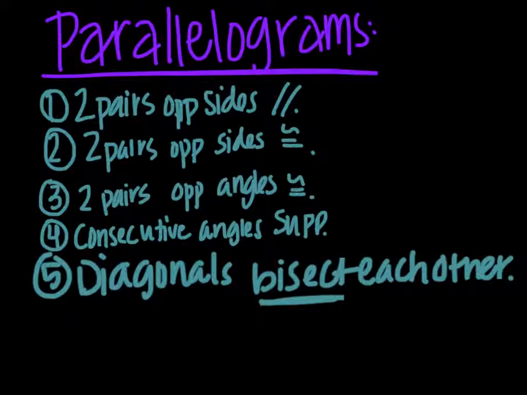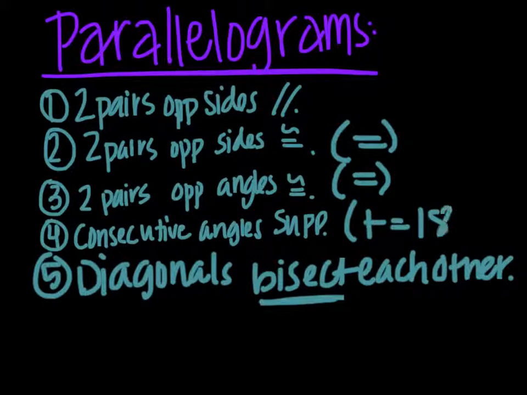Obviously, if things are congruent, that means we can set them equal to each other. Both of these we can set equal to each other, opposite sides and opposite angles in a parallelogram. And then consecutive angles would add to equal 180 degrees.